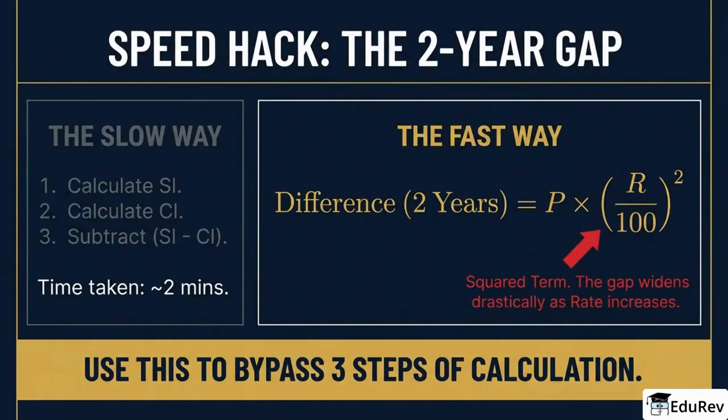Now this is where speed separates the top 30% from the rest. Most students take the slow way. First, calculate simple interest. Then, calculate compound interest. Then, subtract. 2 minutes gone. And they call it thorough. But exams punish wasted effort. Here's the fast way. If the time is 2 years, the difference between CI and SI is P multiplied by R squared divided by 100 squared. That's it. One line. Direct.